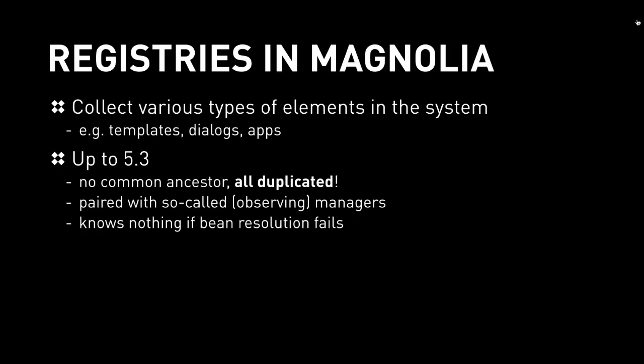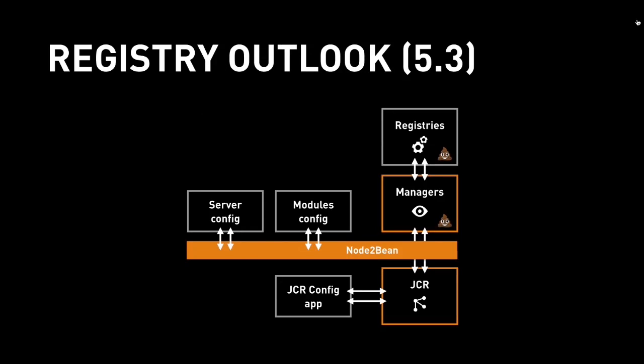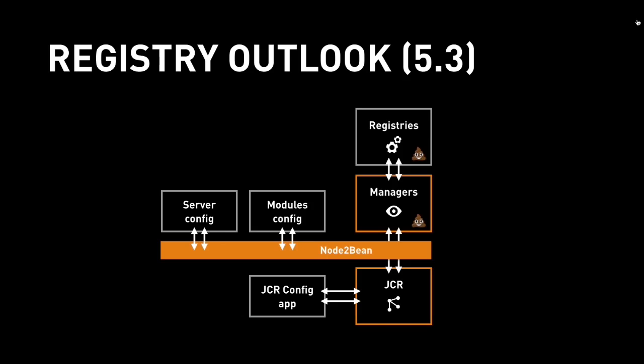They were paired with observing managers that were bound to JCR, so we had to break this barrier so that we are also able to observe other configuration sources. And it would know nothing if, for example, bean resolution failed. Then you would have a stack trace, but the registry wouldn't know anything about the entry. It wouldn't be able to tell you.